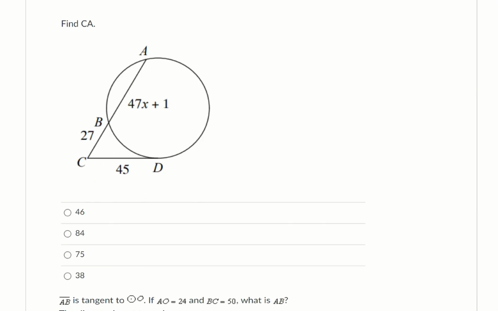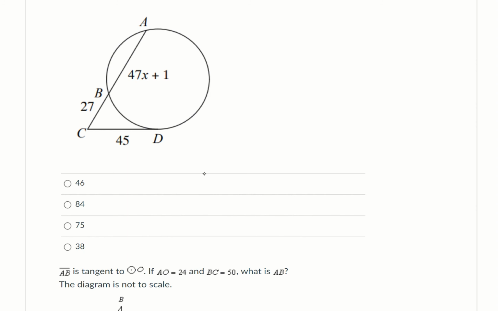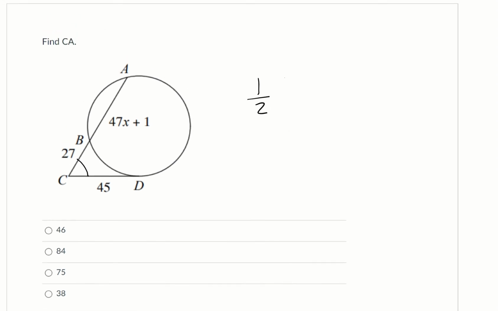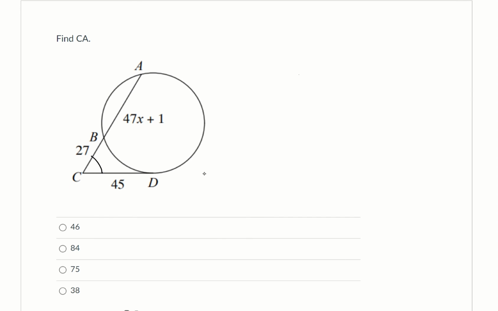All right, find CA. So if you have two intersecting segments on the outside of a circle, then the angle between those 2 segments is given by half the difference between the 2 arcs. However, the length of the segment itself, if you want to find the lengths of each of these segments, the product is constant. So that means the product of this red and this purple is the same as the product of this red and this purple.